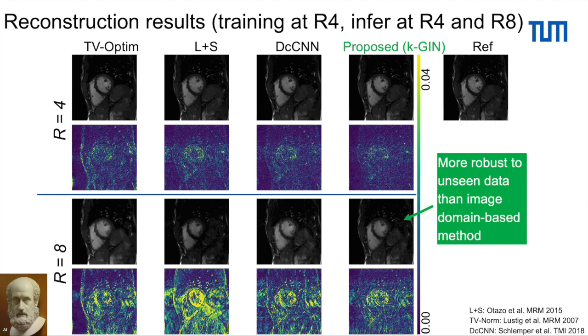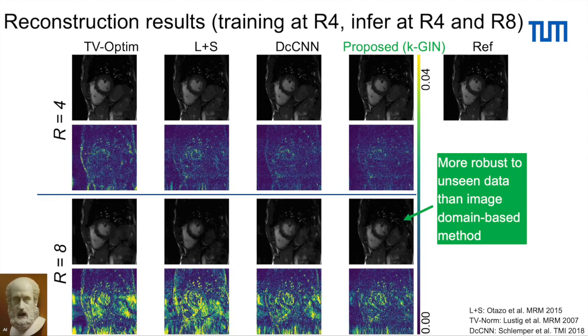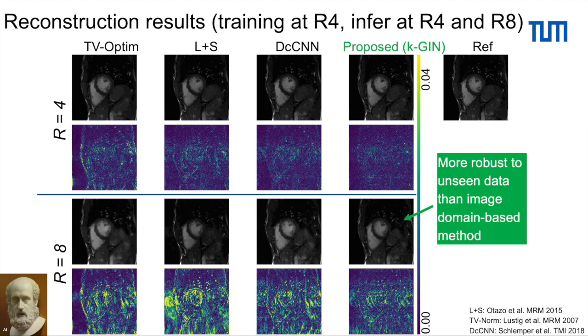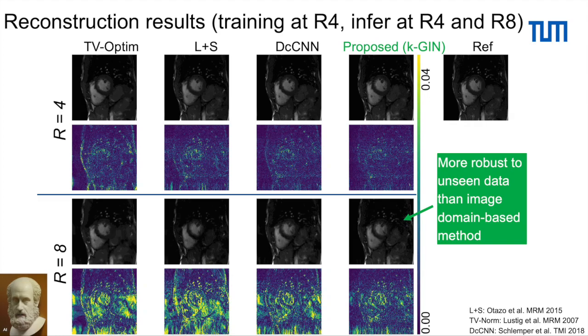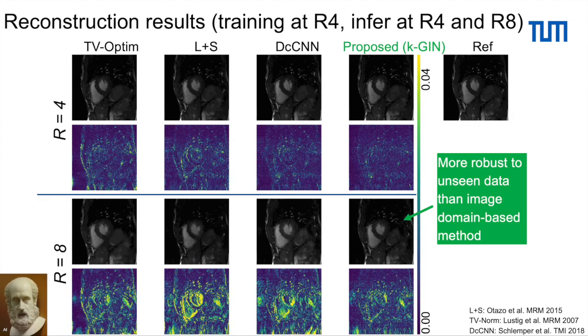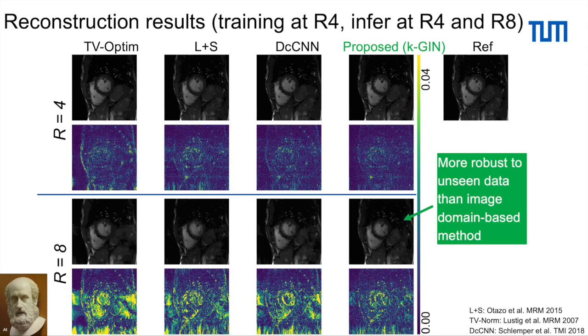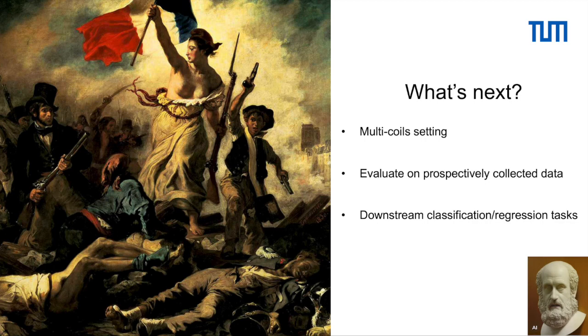These image domain-based methods demonstrate inferior reconstruction at R8 since there is a mismatch in artifact characteristics between R4 and R8. On the contrary, k-IRM shows superior robustness and generalizability because the task of interpolating K-space for R4 and R8 remains the same, estimating missing K-space data.